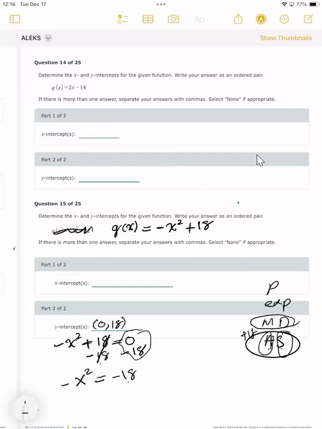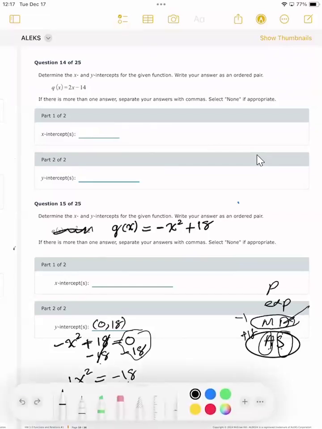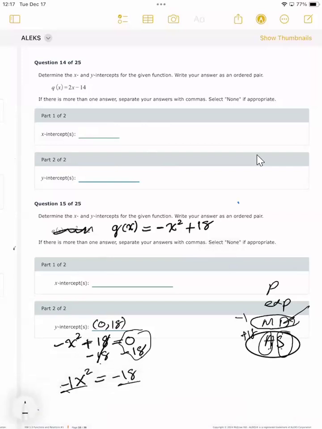Do I have multiplication? You might think you don't have anything being multiplied by x, but in reality, you have a negative 1 that is being multiplied by x. So when you have a negative, change it to negative 1. So I have a negative 1 being multiplied. I divide by negative 1. Negative divided by negative is positive. 18 divided by 1 is 18.